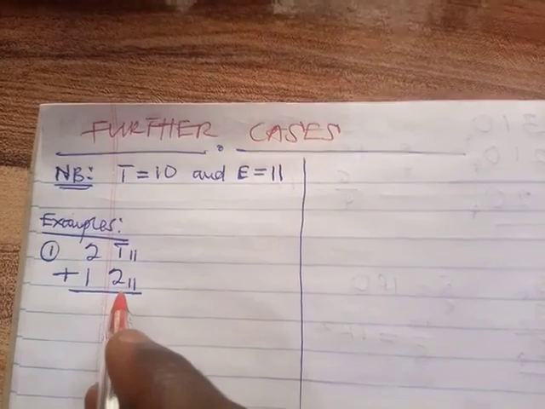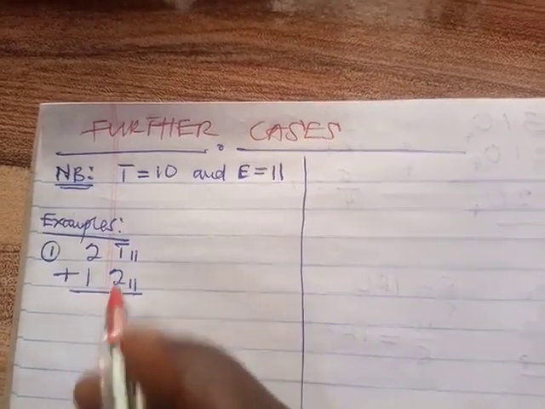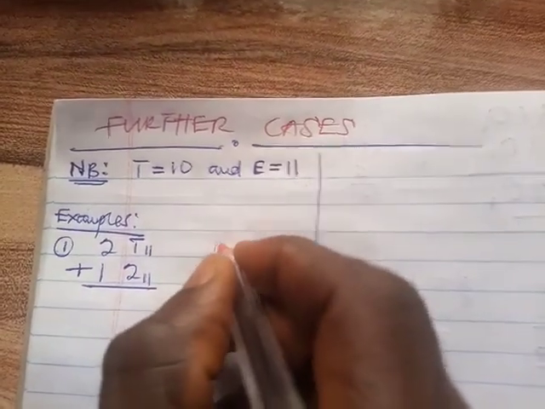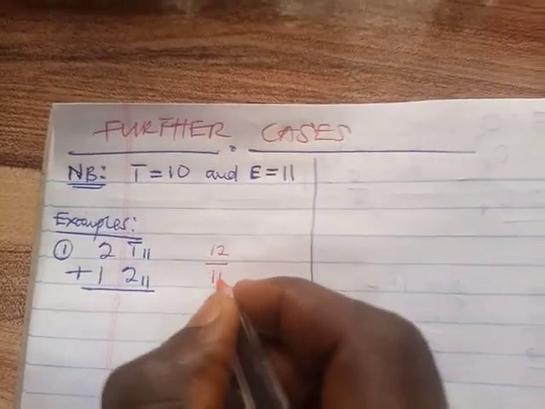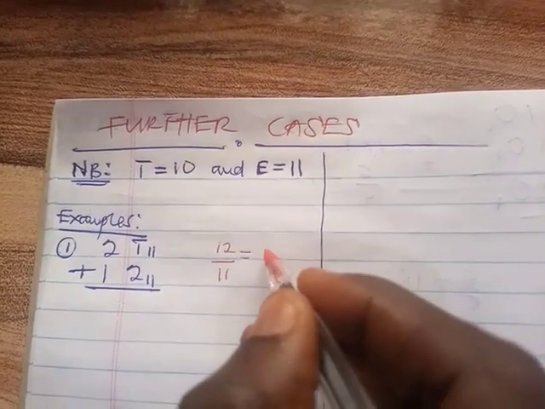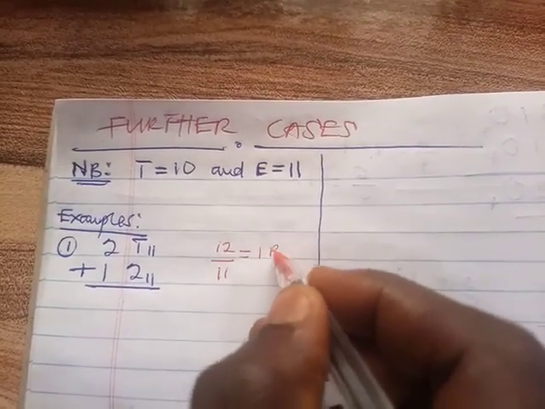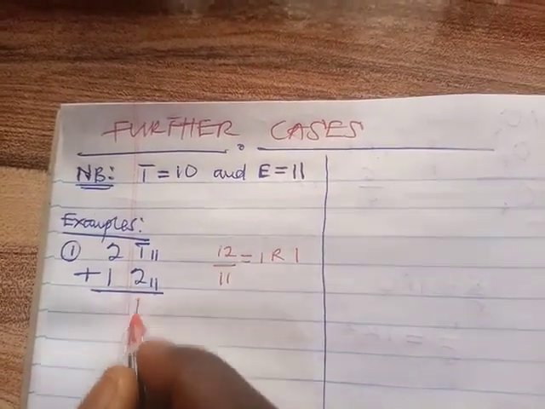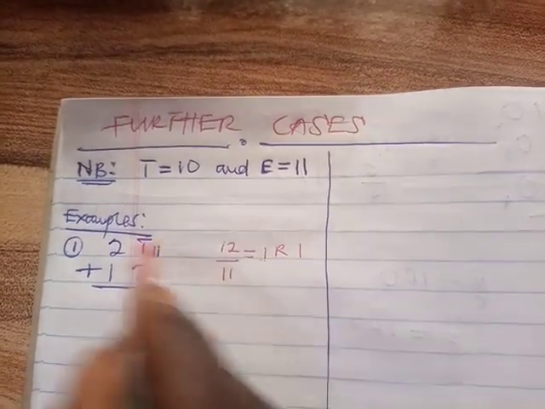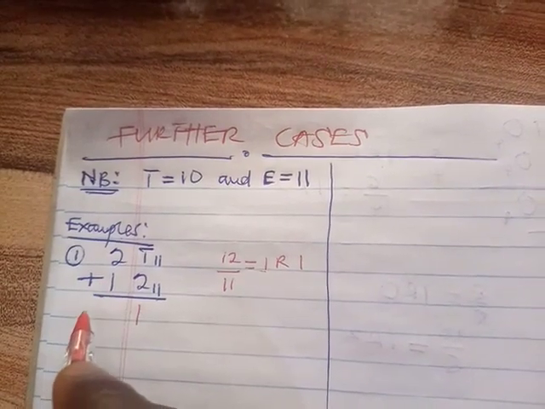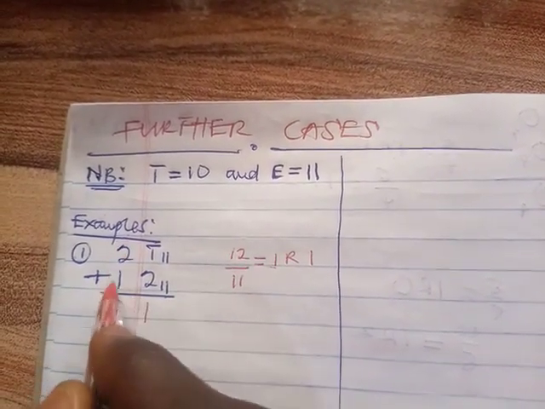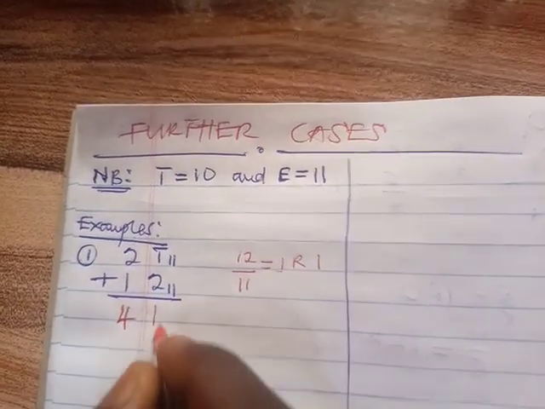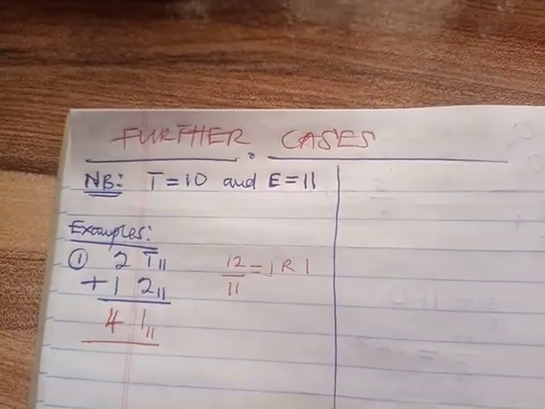So t is 10, 10 plus 2, making 12. We can't write 12 because 12 is more than this base. So 12 divided by 11. 11 goes into 12 one time, remainder 1. So we write the remainder 1 here, and the quotient 1 will be added to the next number on your immediate left. So 1 plus 2 plus 1, making 4. So the answer to this problem is 4, 1 base 11.